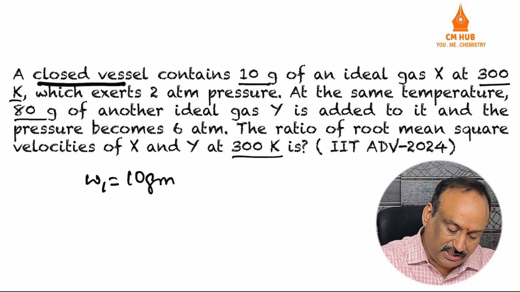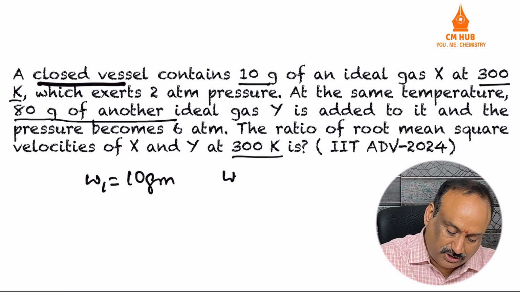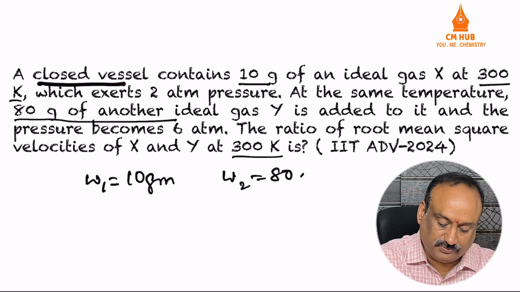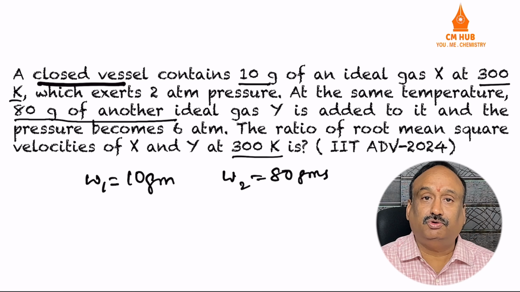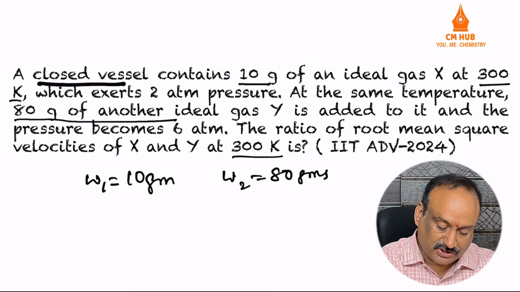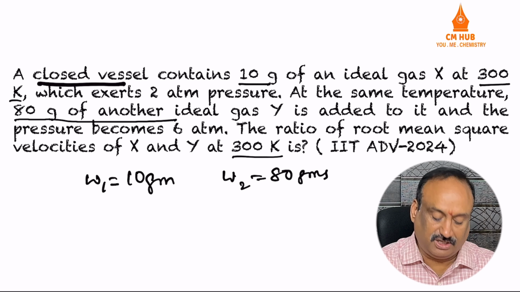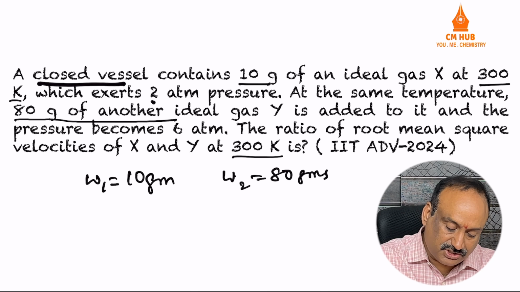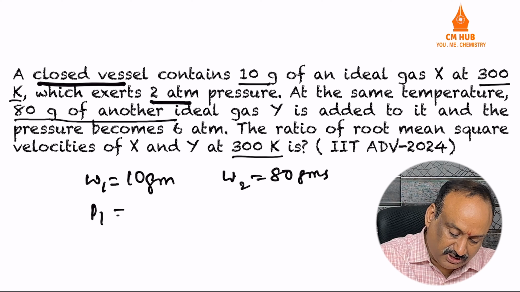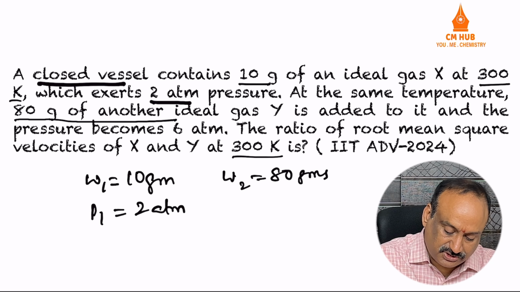The second is 80 grams of another ideal gas. So W2 is equal to 80 grams. Here too you are told it is another ideal gas. Even its molecular weight is not given. But the initial pressure that was present, P1, is equal to 2 atmospheres.